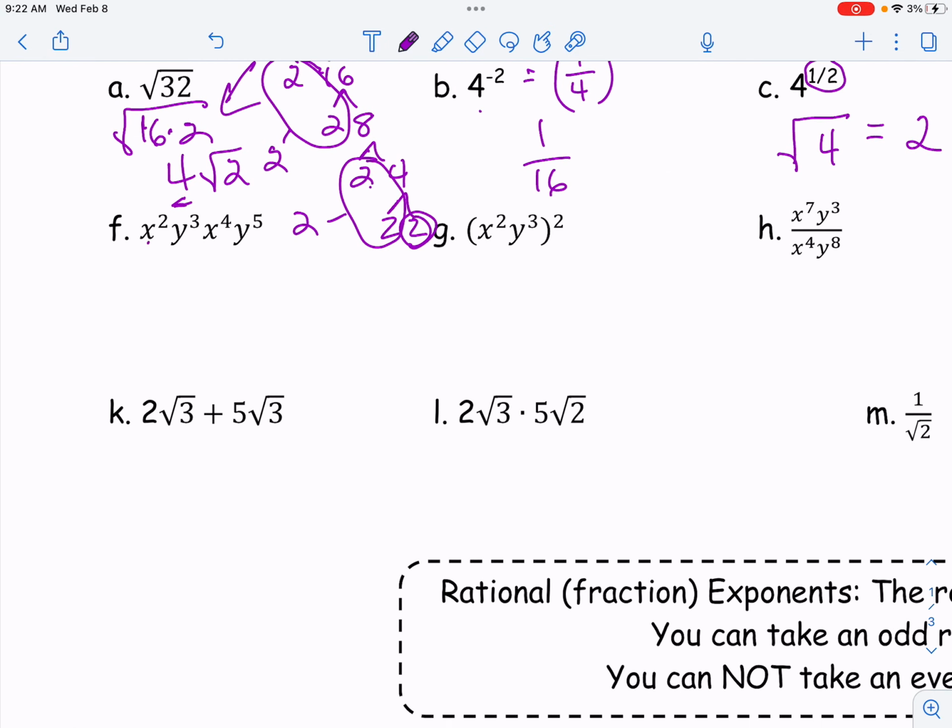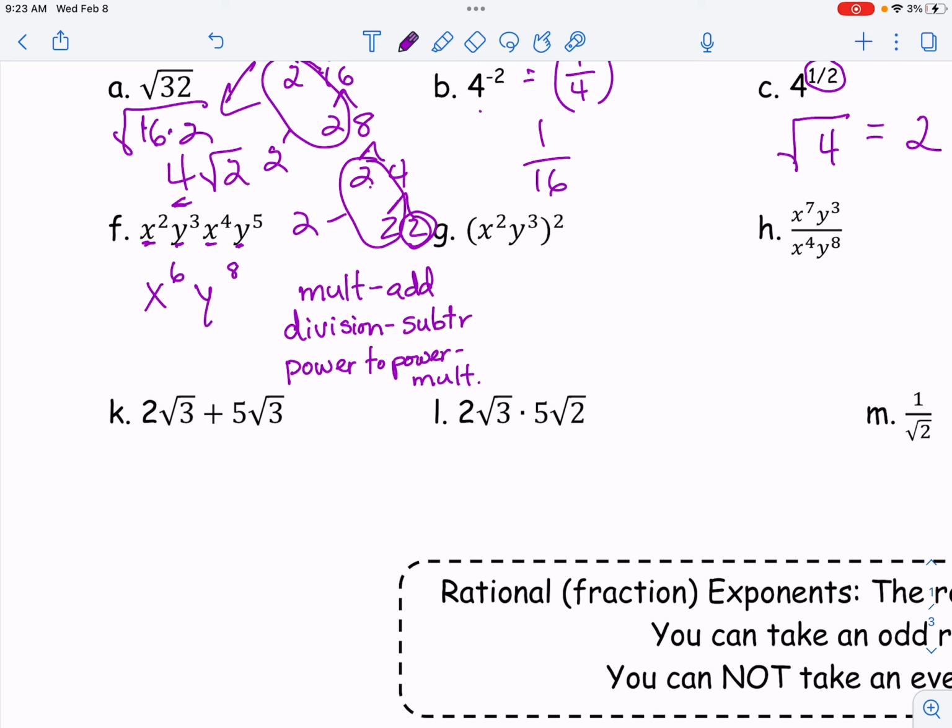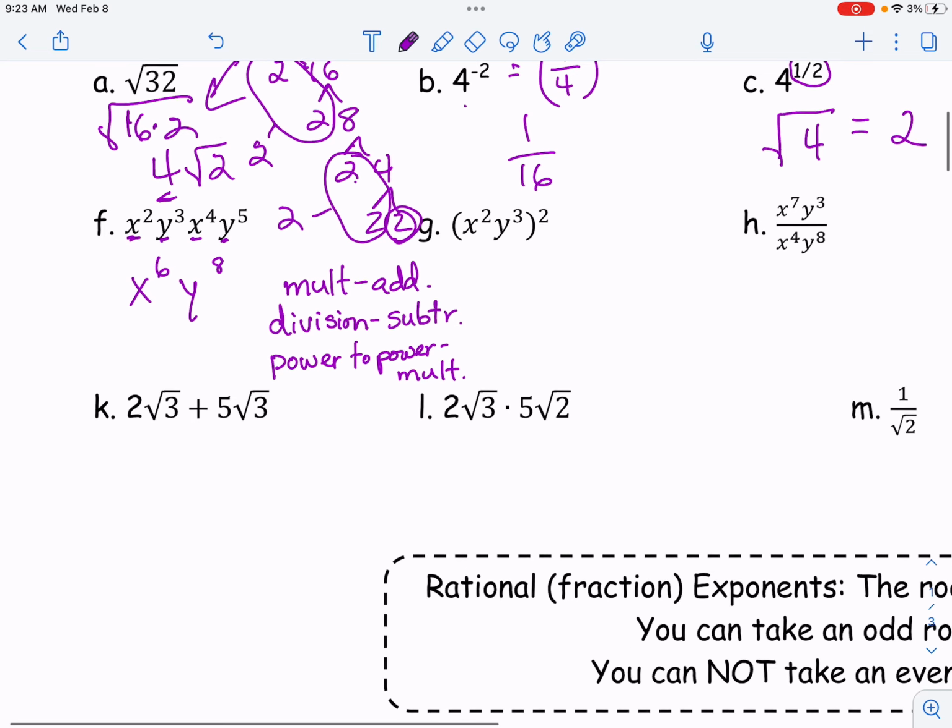This is multiplication, so if the bases are the same, you add the exponents. So this is x to the 6, y to the 3, y to the 5, so that's y to the 8. So when it's multiplication with like bases, you add the exponents. When it's division with like bases, you subtract the exponents. If it's 2 exponents, this is power to a power, and that would be multiplication. So make sure that you can identify what kind of problem it is. Makes it a lot easier.